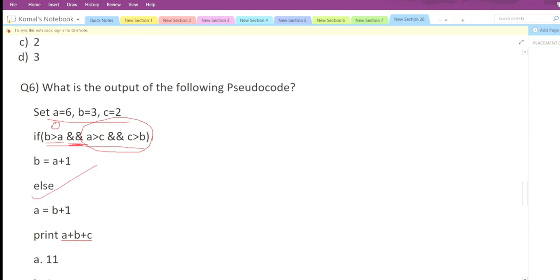And in the else part, what it is doing is a is equal to b plus 1. So it is updating the value of a from 6 to b plus 1. The value of b is 3, so 3 plus 1 is 4. So the new value of a will now be 4.